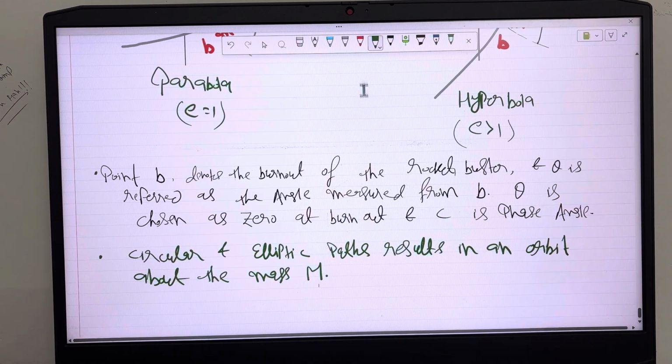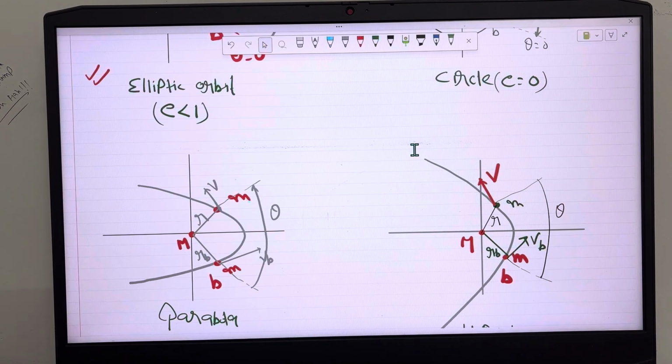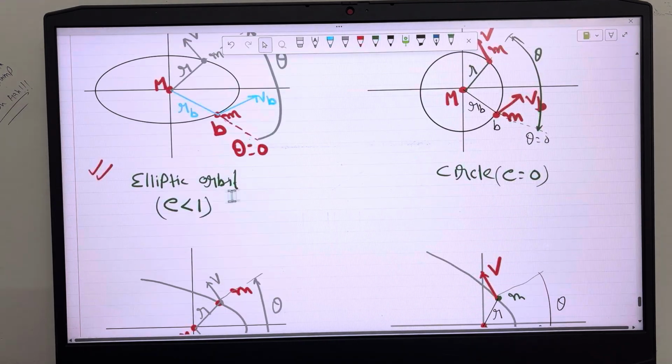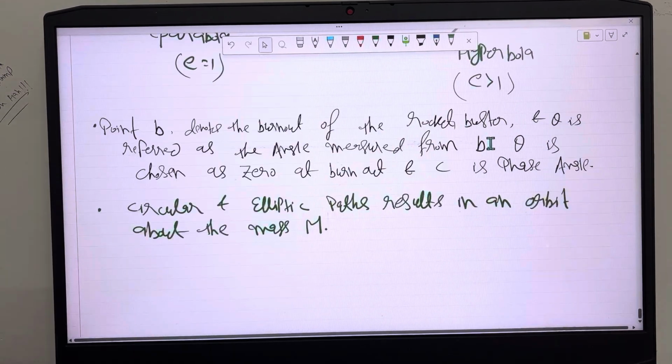What is this? Actually, if you want to stay in orbit, whether a circular orbit or an elliptical orbit or any type of orbit, if you want to revolve around this capital mass, or if you want to stay in this particular orbit, you have to take an elliptic or circular path. But if you want to escape from it and travel into deep space, you have to take the trajectory as a parabola or hyperbola.